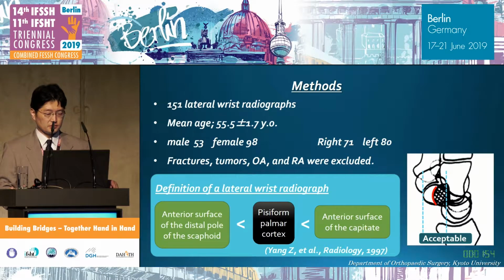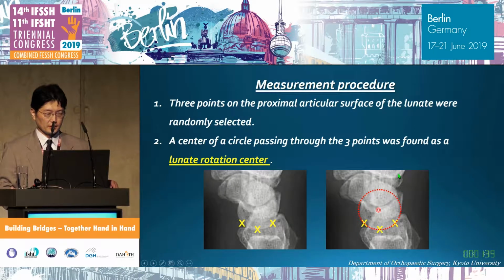Definition of lateral wrist radiographs is the palmar cortex of the pisiform should lie between the anterior surface of the distal pole of the scaphoid and the anterior surface of the capitate, like this. Measurement procedure is as follows.